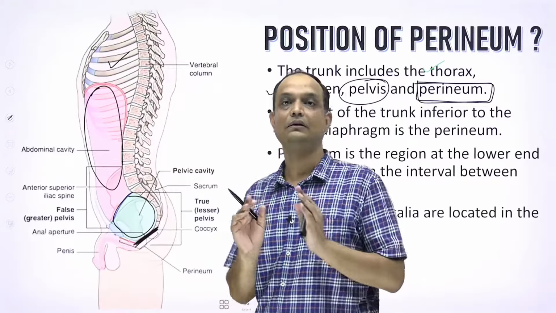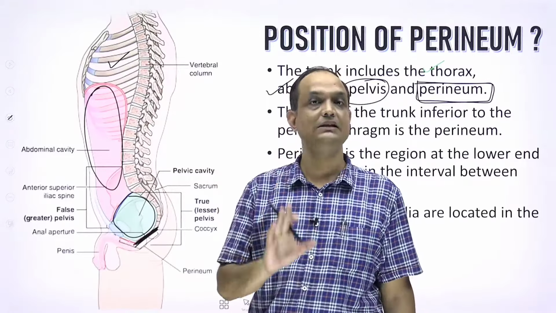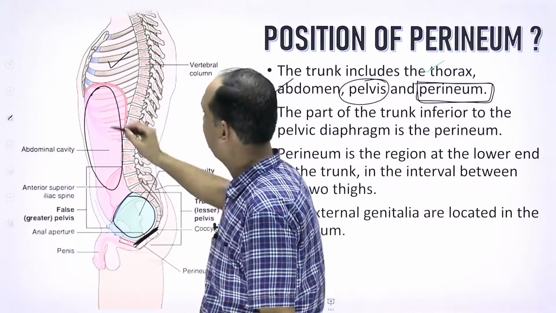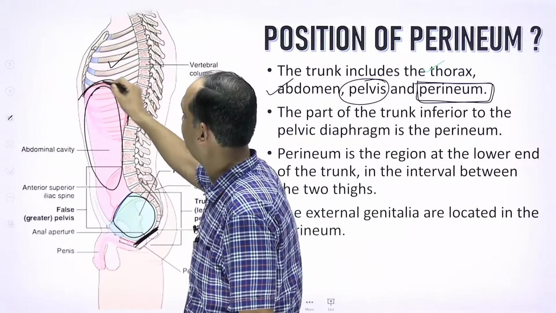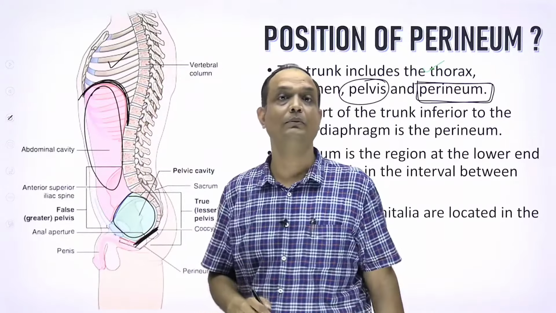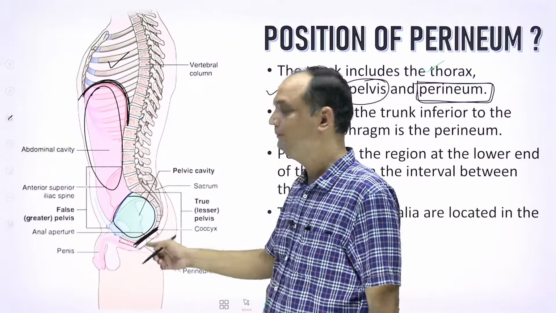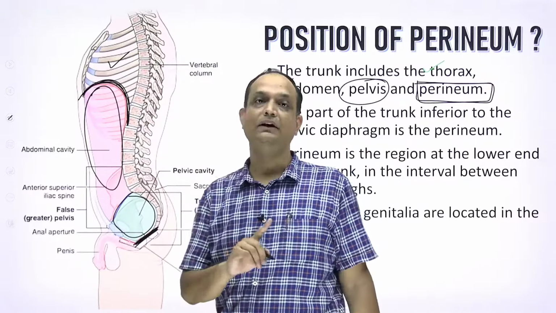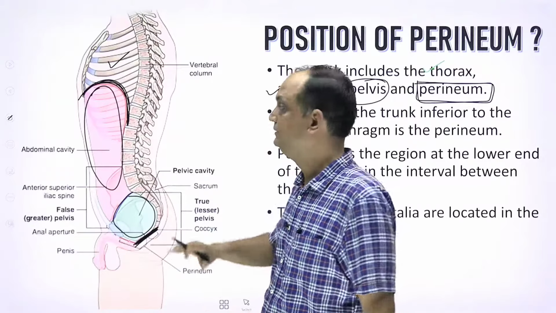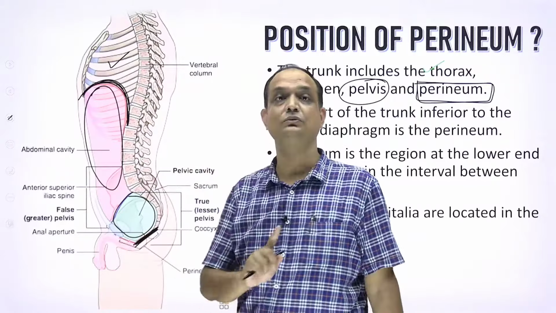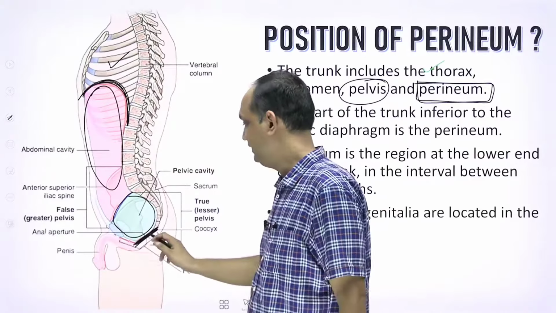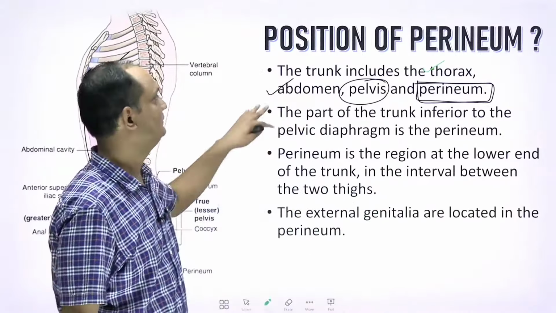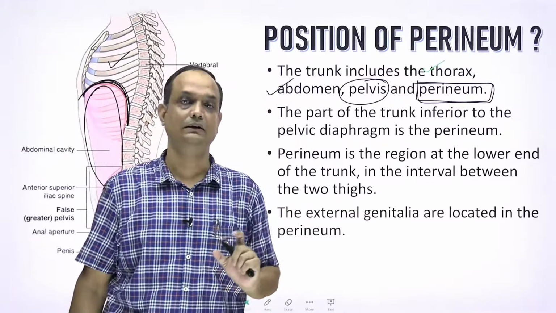So in general terms, you will find that the abdominal cavity has two diaphragms. One is at the upper end, the biggest diaphragm of the body, known as the thoraco-abdominal diaphragm, and one diaphragm at the outlet of the pelvis, known as the pelvic diaphragm. And the perineum is not present between these two diaphragms. The perineum is present below your pelvic diaphragm. Clear? So this is the first thing, where you will find the perineum.